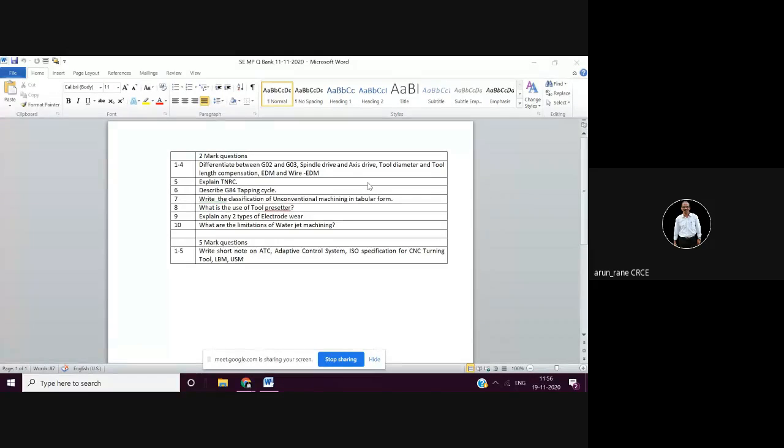0.2 being the smallest and 1.8 being the largest. The more the value of the nose radius, the better the cutting. Good cutting means the material removal rate is more. It can cut faster. If the radius is small, like 0.2, it gives you a good surface finish, but the material removal rate is less.